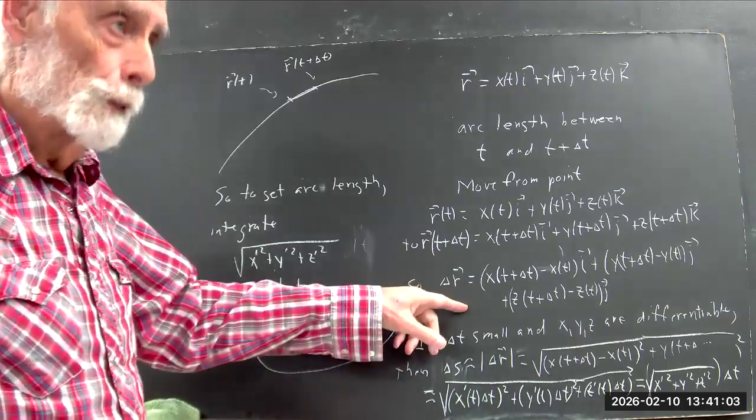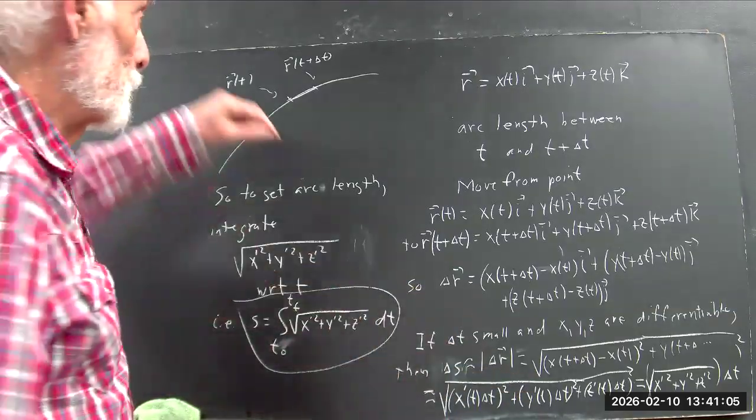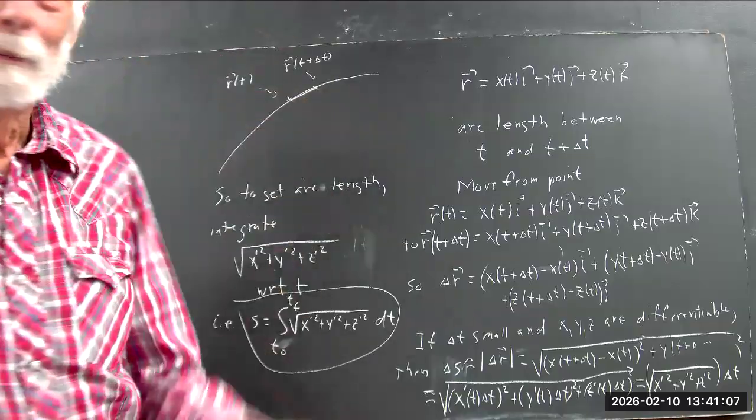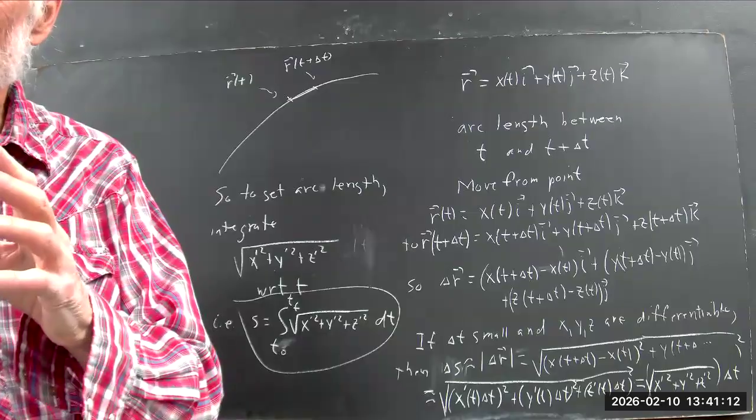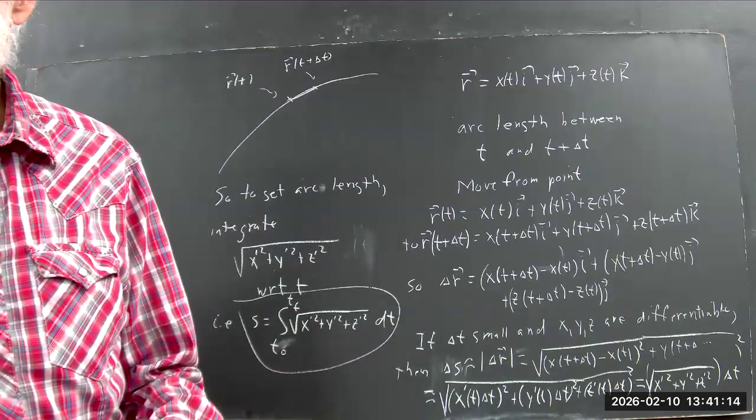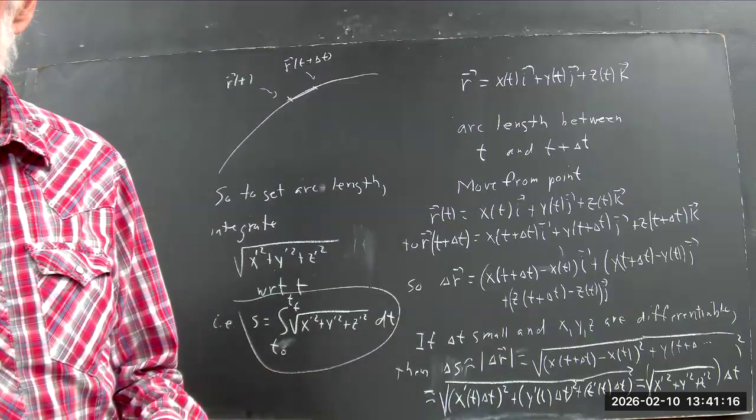Just taking the Pythagorean distance between this point and the next, and then letting the distance between those points shrink down to zero and adding them all up. Okay?